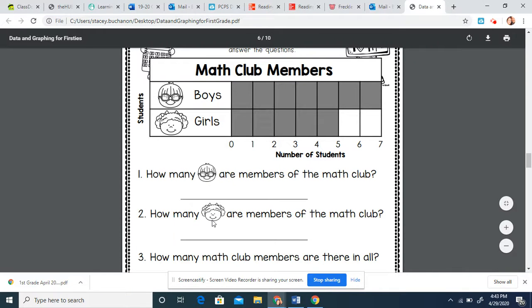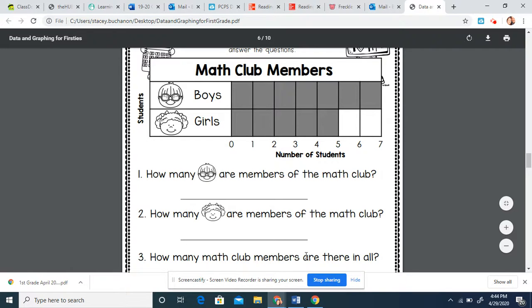How many girls are members of the math club? So look, you don't even have to actually count them. You can just go to the end and see what number is matching. So what number is the girls bar going to? Number 5, and you can even count them. 1, 2, 3, 4, 5 to make sure you are looking at the right number.